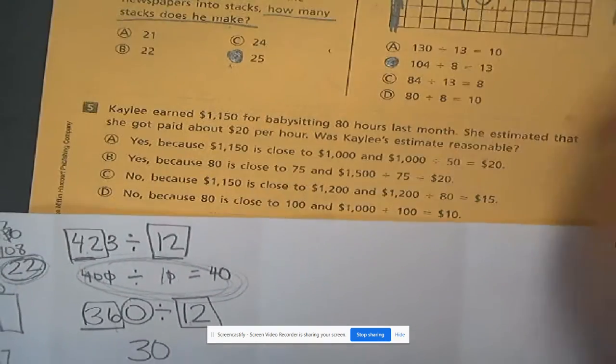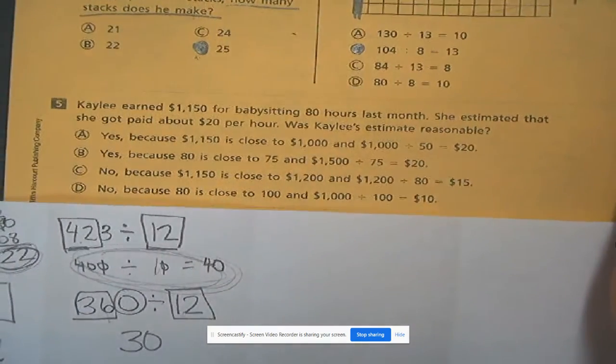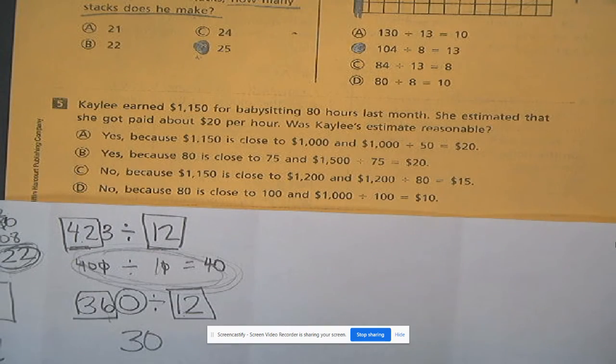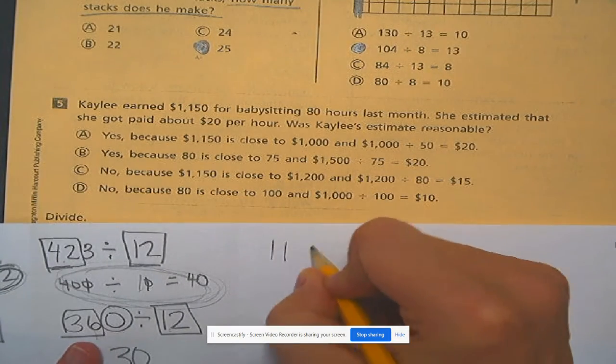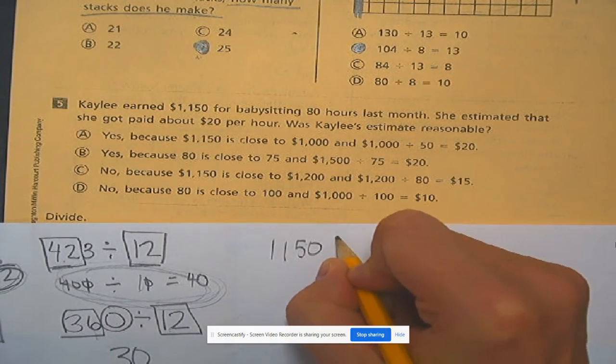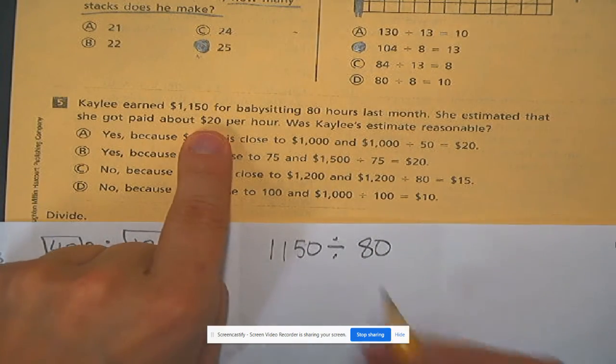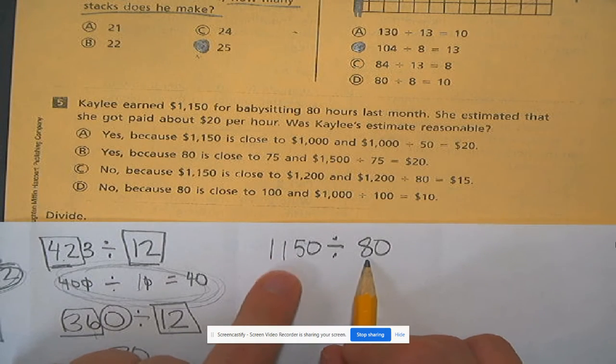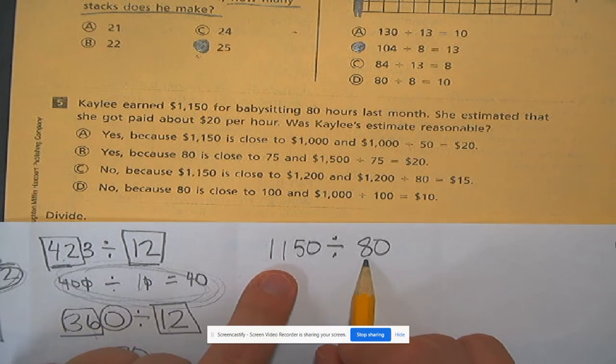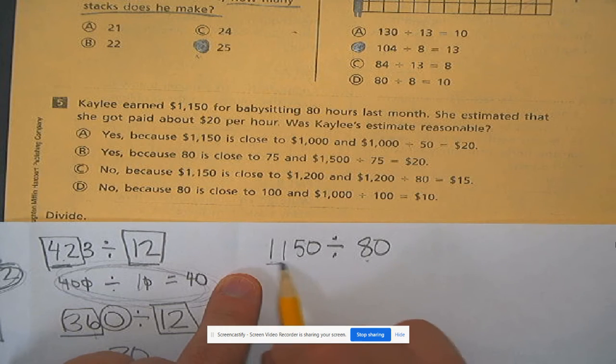Okay, good. All right, Kaylee earned $1,150 for babysitting 80 hours last month. She estimated that she got paid $20 per hour. Was Kaylee's estimate reasonable? Okay, so she says she got 1,150 divided by 80. Okay, and she said her estimate was 20. So we want to find compatible numbers. 8 and 11.